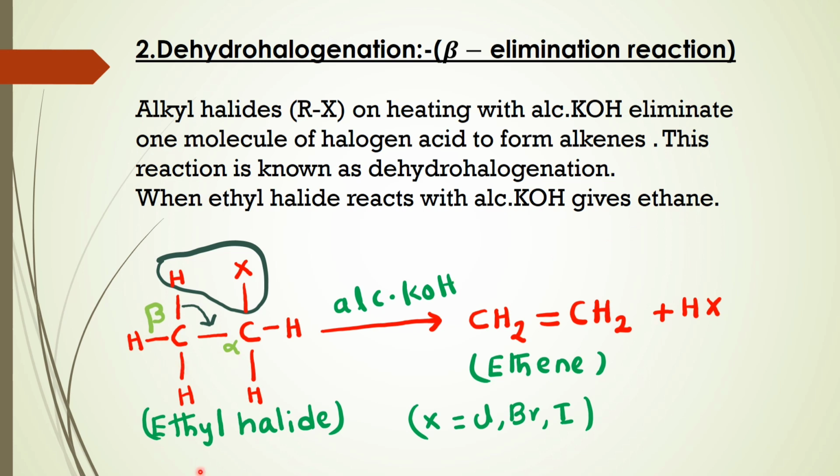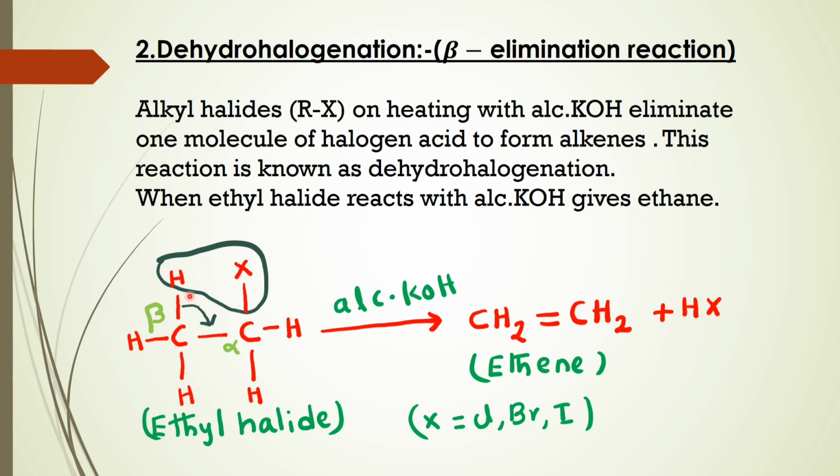So here ethyl halide, CH3CH2X, where X equals halogen: chlorine, bromine or iodine. Fluorine does not participate in this reaction, so we don't use fluorine here, only chlorine, bromine and iodine. Alcoholic potassium hydroxide, alc means alcoholic.